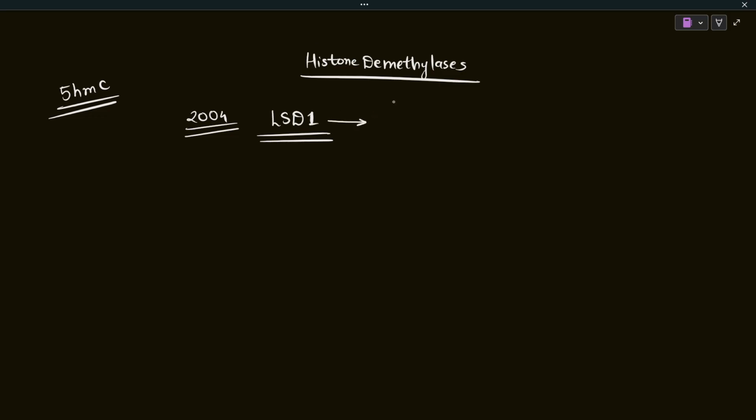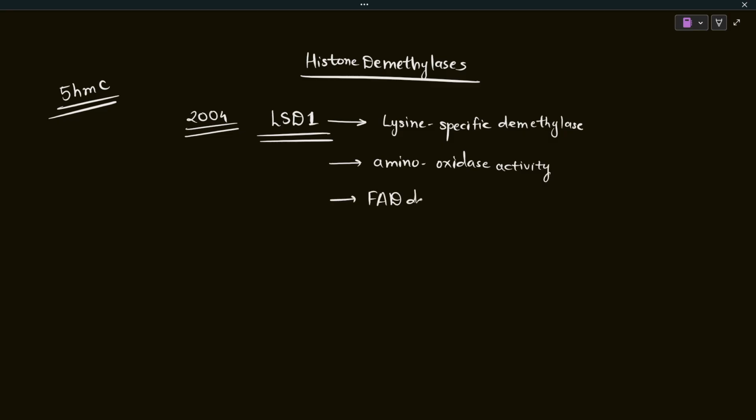Okay, so this LSD1 is lysine specific demethylase. Okay, so it only demethylates lysine residue methylation. Okay, so this LSD1 has amine oxidase activity, which is FAD dependent. Okay, means this enzyme needs FAD as the cofactor. So this is the cofactor of the enzymatic reaction.